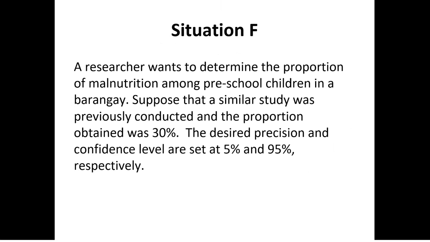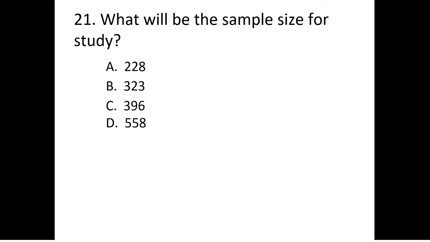Next, we have situation F. A researcher wants to determine the proportion of malnutrition among preschool children in a barangay. Suppose that a similar study was previously conducted and the proportion obtained was 30%. The desired precision and confidence level are set at 5% and 95% respectively. So here, it seems that we're already dealing with a sample size. The sample size for the study would be 323.